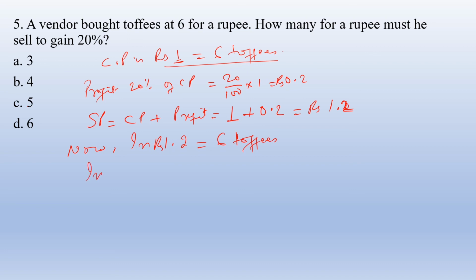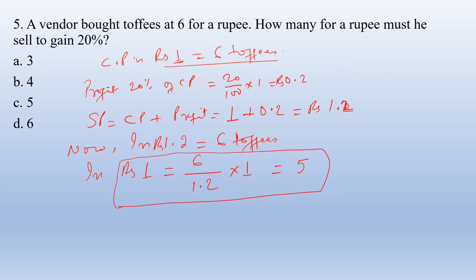So in 1 rupee how much will he sell? So here we will apply the unitary method. 6 divided by 1.2 multiplied by 1. So 6 divided by 1.2 is equal to 5. So in 1 rupee he will sell 5 toffees to make a profit of 20%. So the correct option here is option C, which is 5.